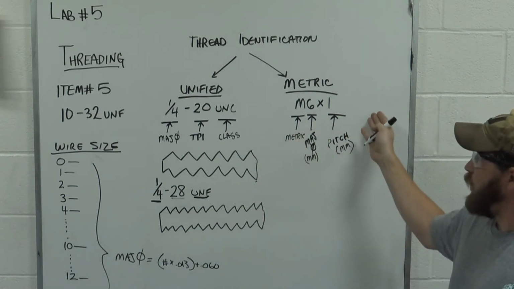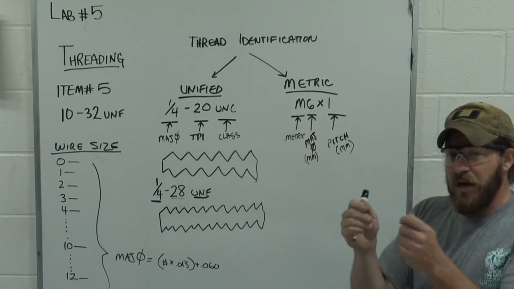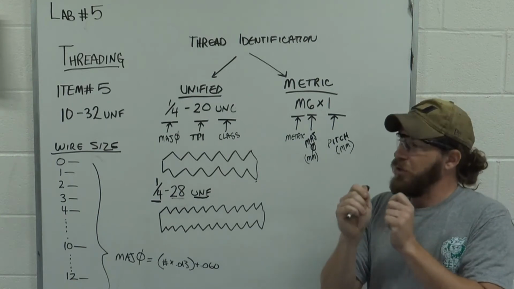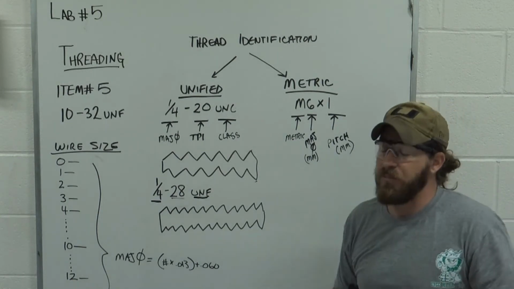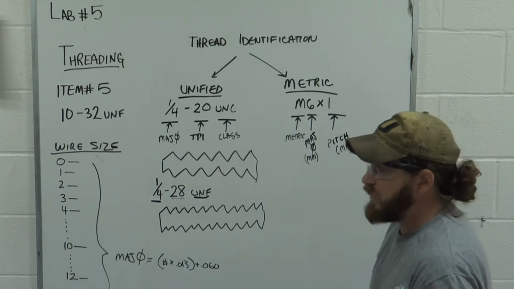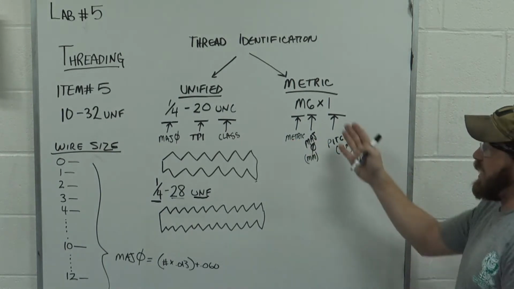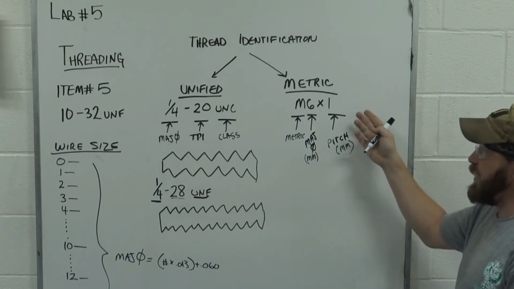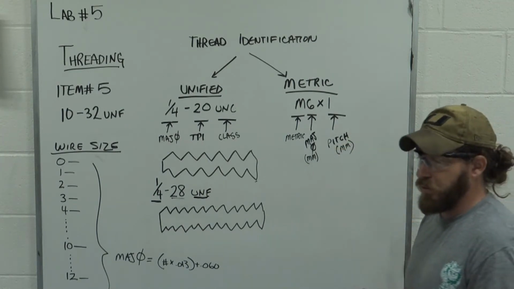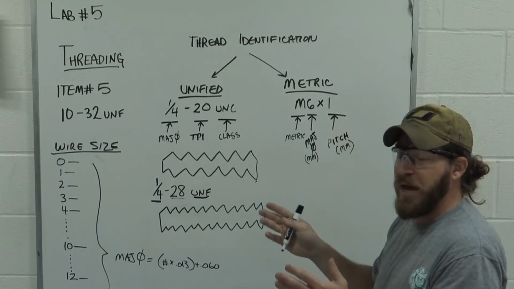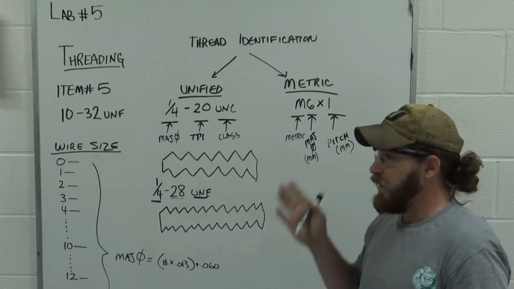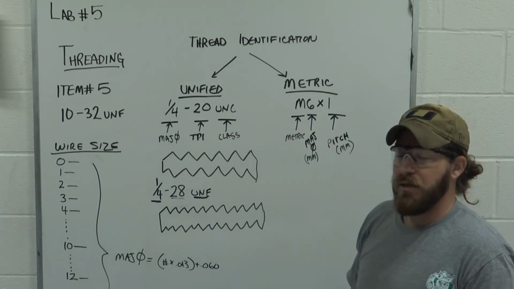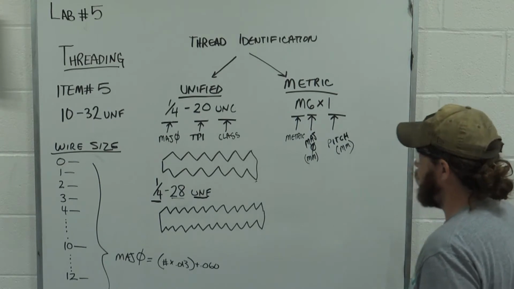So when we look at these two, if I was to show you side by side, they would be very, very similar. You'd probably be hard pressed to tell the difference. But again, if we measured the outside diameter and then looked at the threads per inch, or the thread spacing, the pitch, that will help us identify this thread.